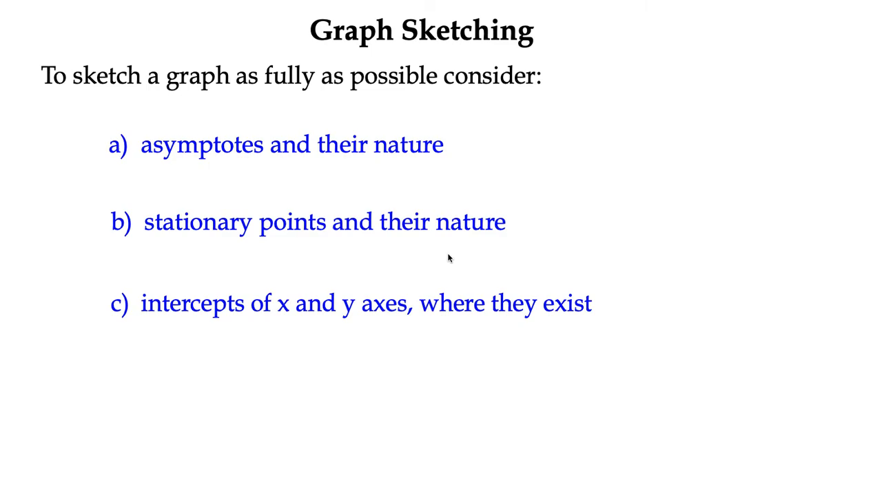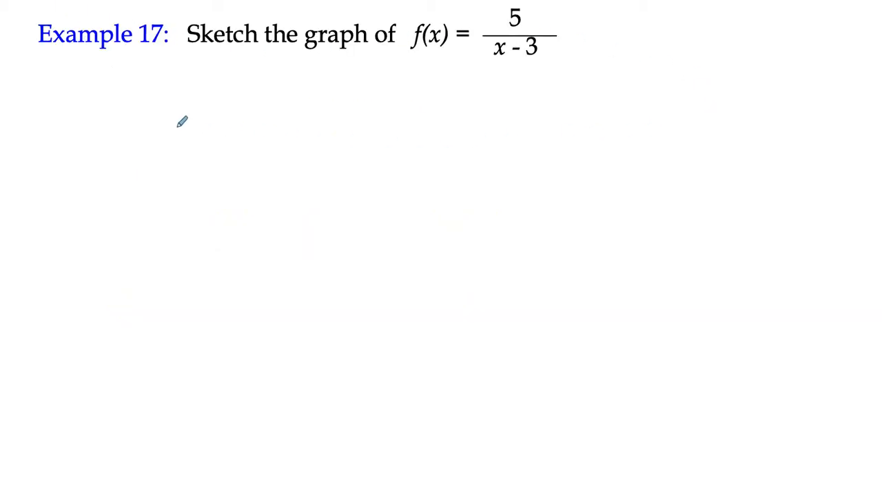Okay, so these are the three main ingredients we need. When we're sketching a graph, we need to look at the asymptotes, so we need to investigate them. We need to work out, are there any stationary points? There may not be, but if there are, what is their nature? And then any key intercept points on the x and y axis. And we can label all of them on our final graph. So let's go straight on and work out this first one.